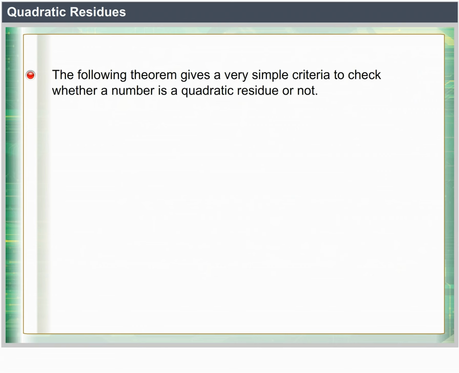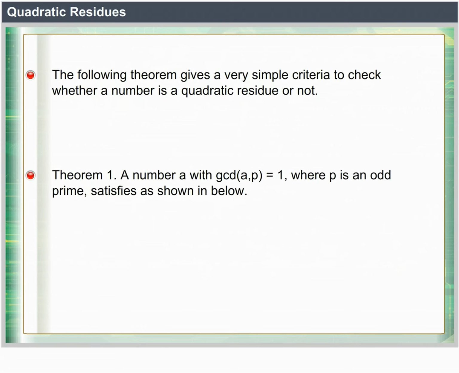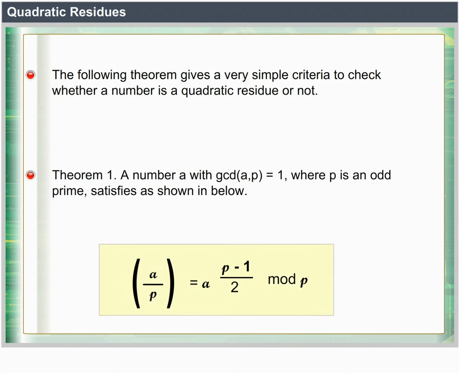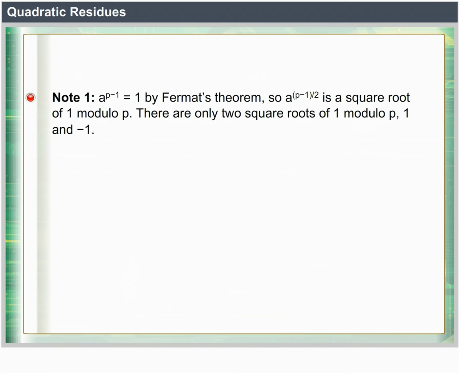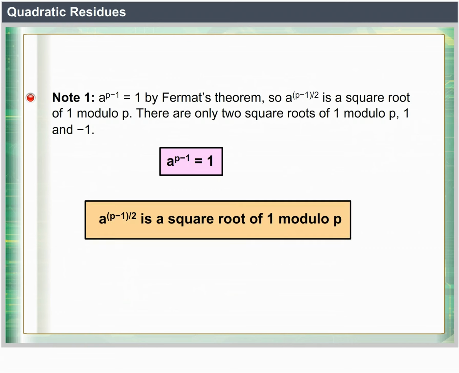Theorem 1. A number A with GCD(A, P) equals 1, where P is an odd prime, satisfies the relation shown below. Note 1. A power P minus 1 equals 1 by Fermat's theorem. So, A power (P minus 1)/2 is a square root of 1 modulo P. There are only two square roots of 1 modulo P: 1 and minus 1.